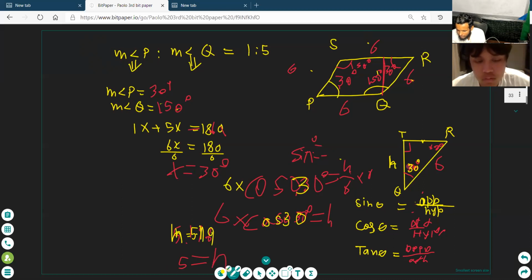H is equal to 5, okay? Now find the area. What is the area? 5 times 6. Area is A equals B into H. Is it 30? Area is 30.